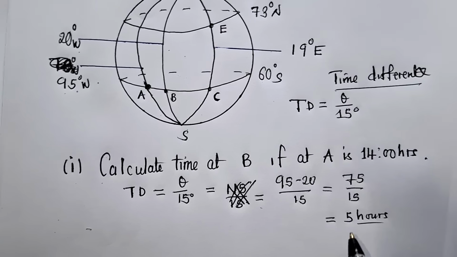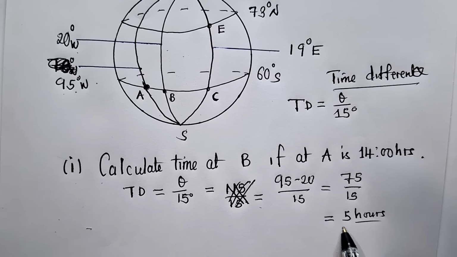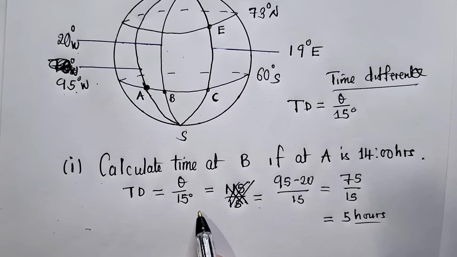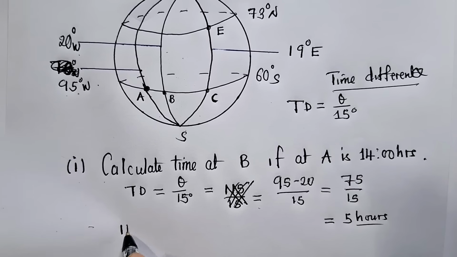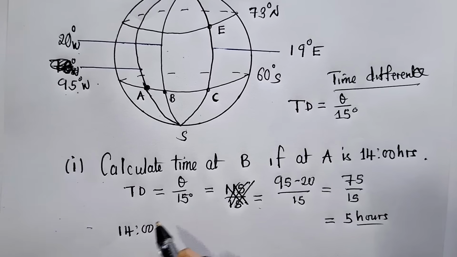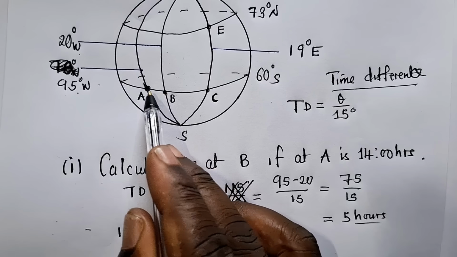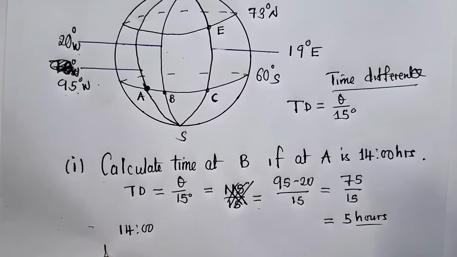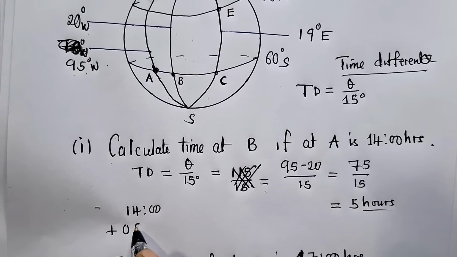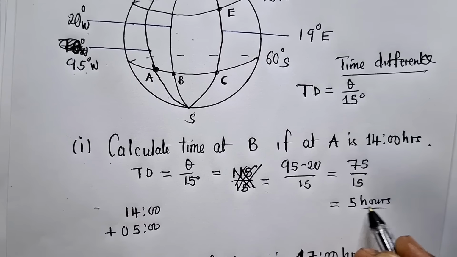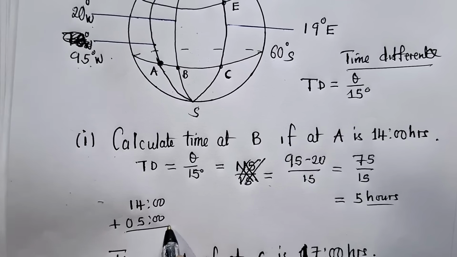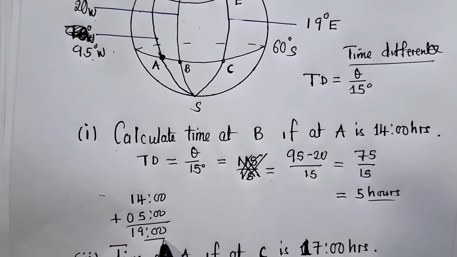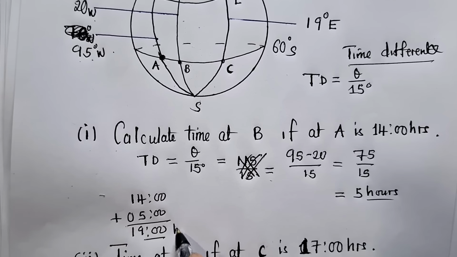So now, what are we going to do with this 5 hours, the time difference? We are going to add. So it will be 14 hours, the time which is here at A, 14 hours plus 0.5 hours. This 5 hours, 0.5. So when we add here, it will give us 19 hours. So the time at B is 19 hours.